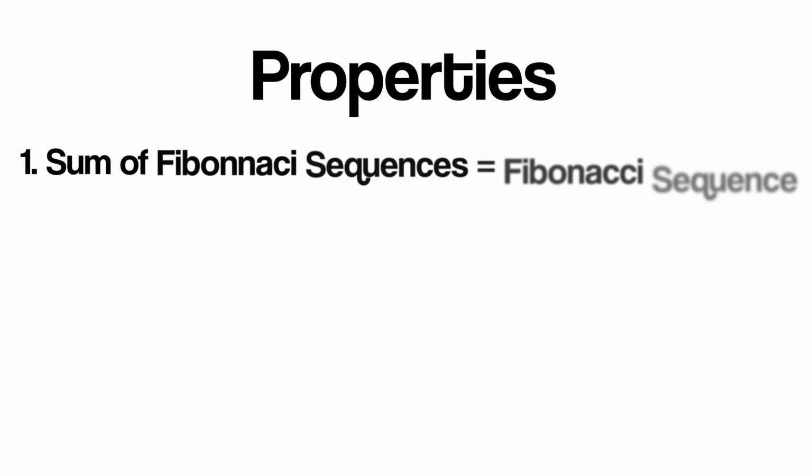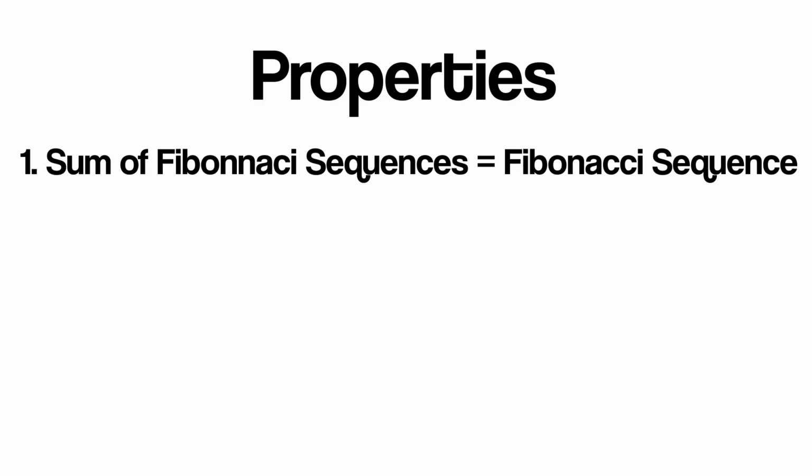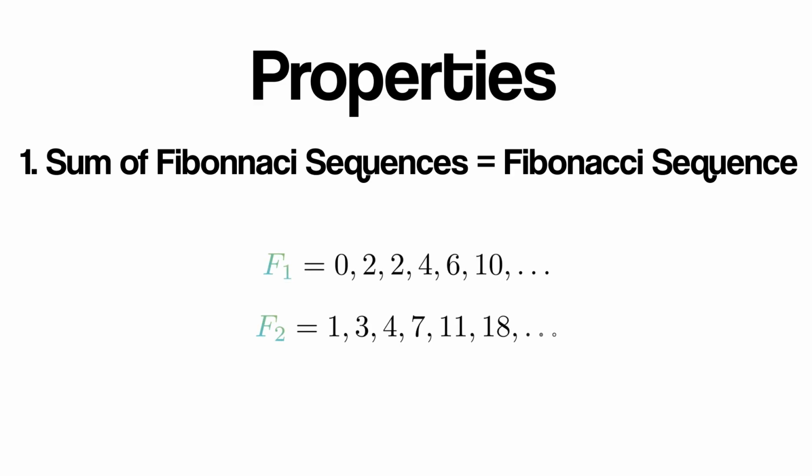To get to the standard Fibonacci sequence, we need to set some properties. First, the sum of two Fibonacci sequences produces another Fibonacci sequence. This is not very hard to conceptualize, and this example should be enough proof. Say you have these two Fibonacci sequences. If you add them together, you get another valid sequence.